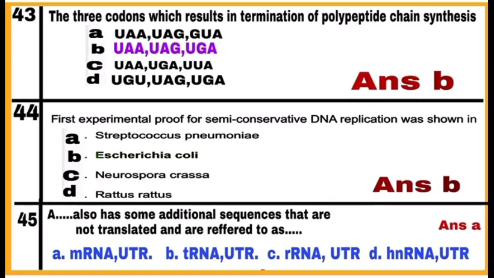Question 45. A dash also has some additional sequences that are not translated and are referred to as dash. Messenger RNA has some additional sequences that are not translated and are referred to as UTR or untranslated regions. These are present at both 5' end and 3' end. So here mark A as a correct answer.